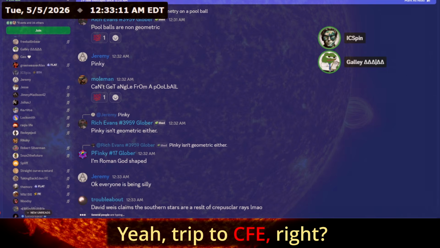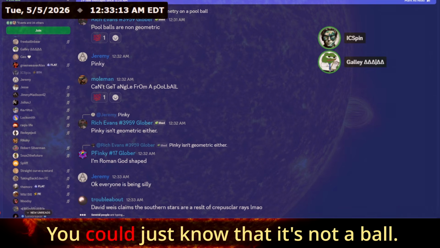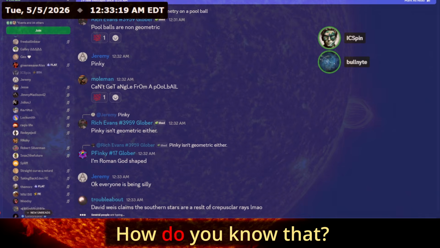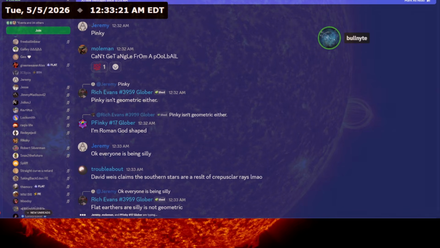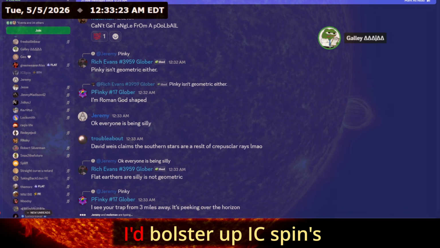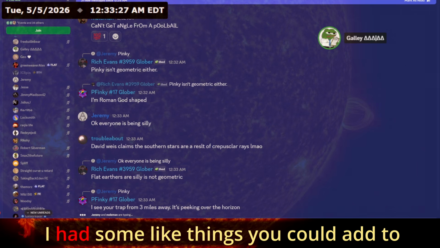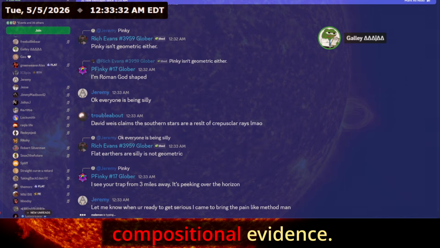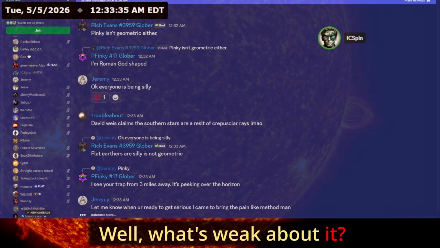Yeah, cost you a trip to CFE, right? You could just know that it's not a ball. Why not just drive down the road? It's a lot cheaper. You'd get the same data. Why not bolster up Icy Spin's economic airplane argument? I had some things you could add to it to make it stronger, like compositional evidence. Well, what's weak about it? Well, I appreciate that.